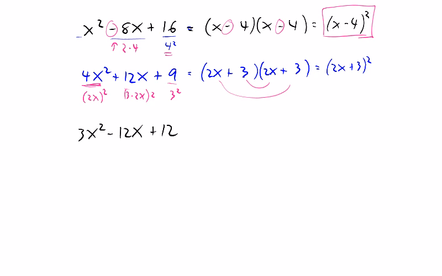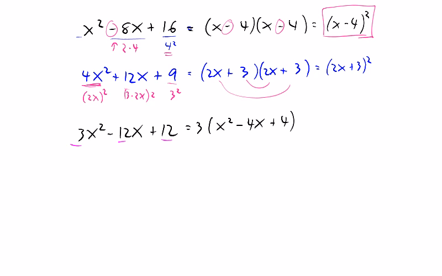Okay, so the first thing I would notice is there's a 3, a 12, and a 12. All of those have a factor of 3. So let's start by factoring 3 out of the entire quantity. If you divide 3 out of the first term, you're left with x squared. If you divide 3 out of the second term, you have 4x. And if you divide 3 out of the last term, you have a 4.